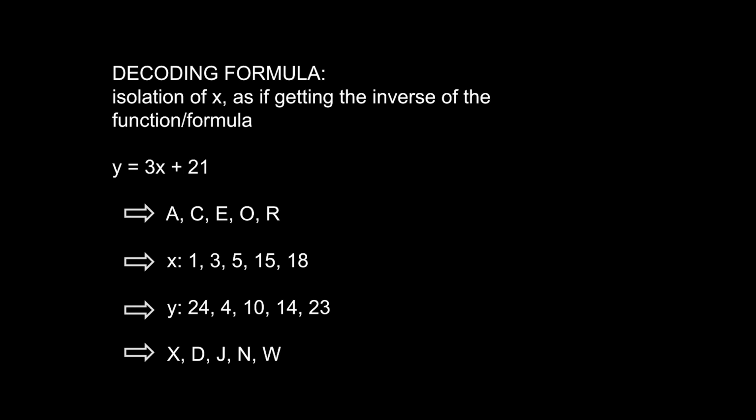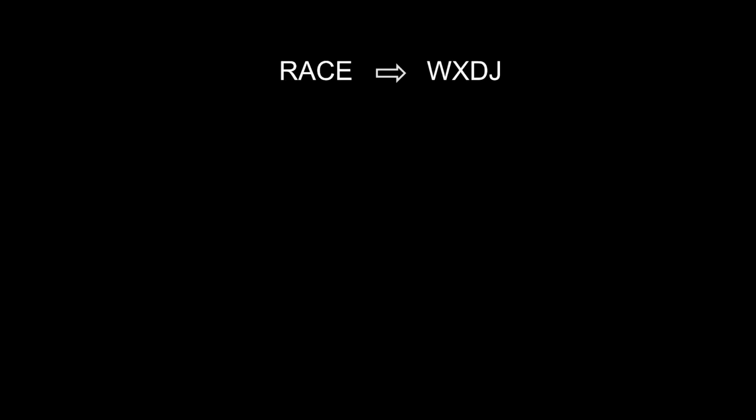Okay? So every time we want to write a word using the letter C, it will now be replaced with the letter D. So you can do the same for all the other letters. For example, if you want to write the word RACE in code using the encoding formula y equals 3x plus 21, you will end up writing in secret RACE using the letters W, X, D, and J.